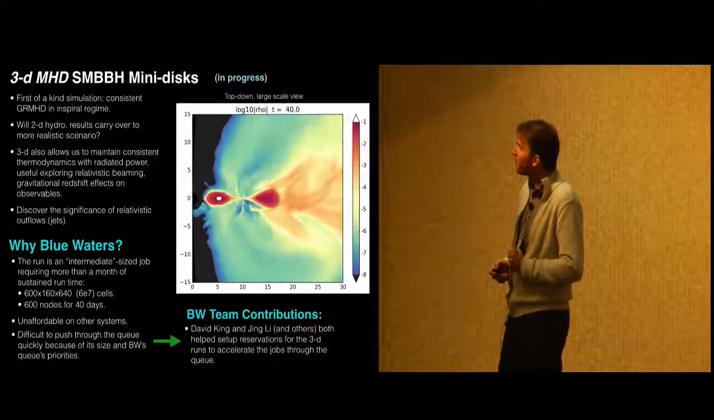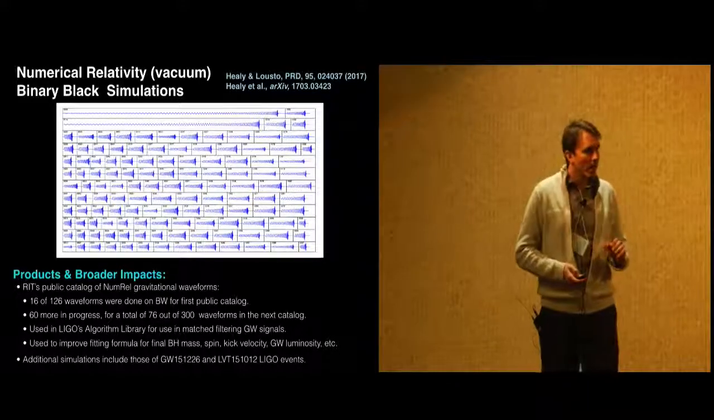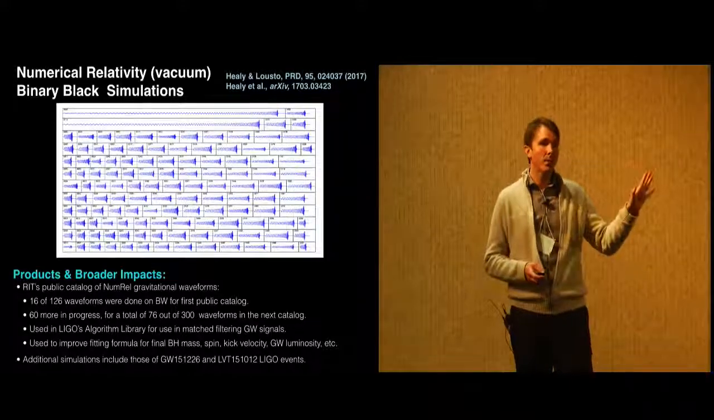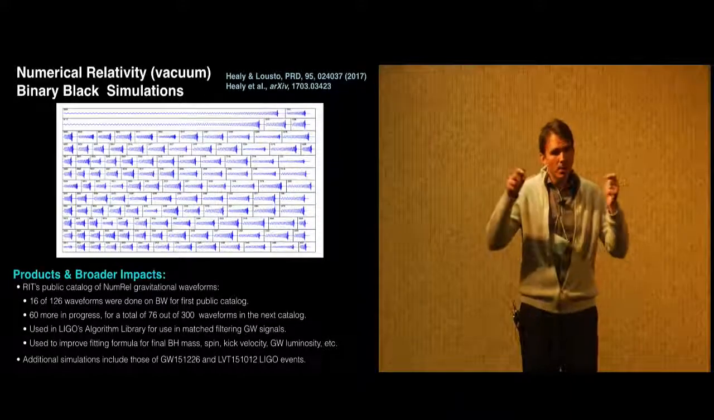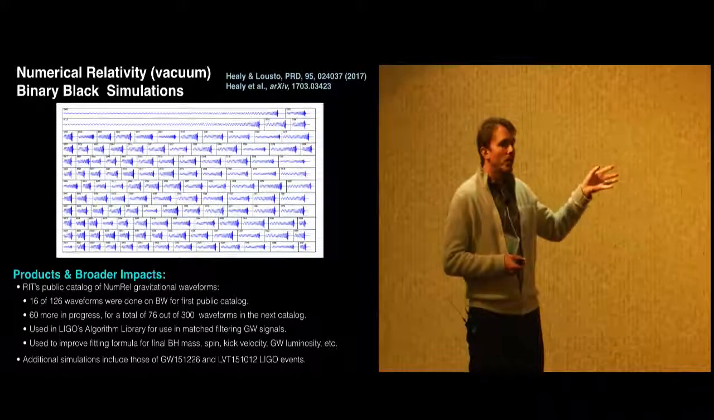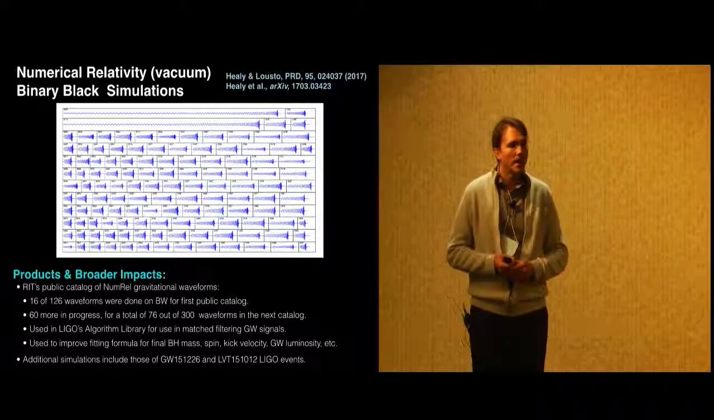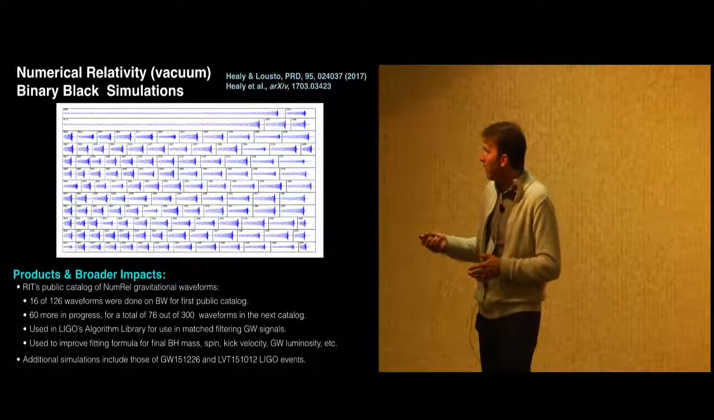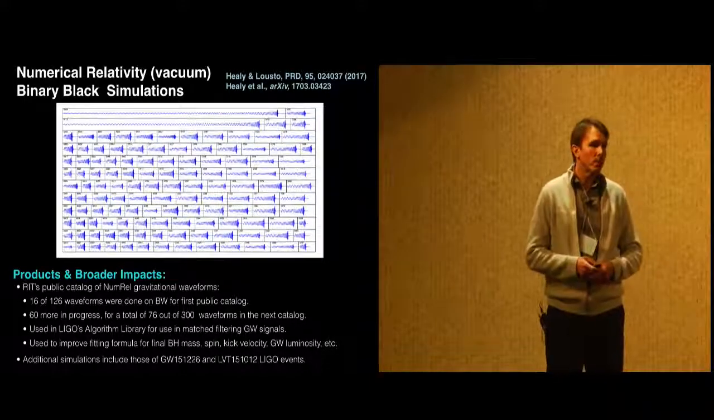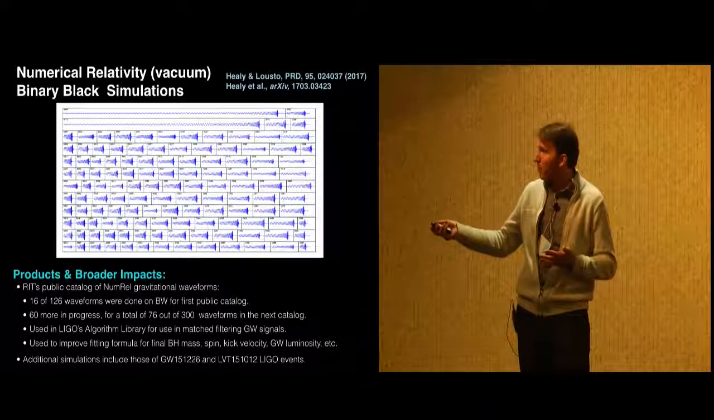I also want to say that some of our collaborators at RIT are doing gravitational wave modeling, so they're doing vacuum simulations without any matter. So it's just numerical relativity evolutions of binary black holes, and they're using these to generate gravitational waveforms to be used in the LIGO analysis algorithm library that they use to do match filtering to detect gravitational wave sources with LIGO. So this is really important work.